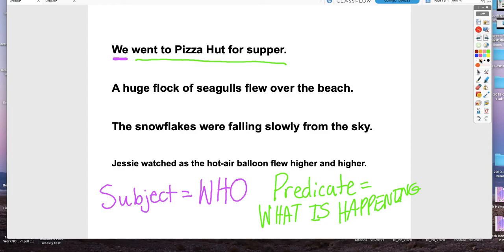A huge flock of. Yes, all of that is the subject. A huge flock of seagulls. All of that is the subject. The predicate then would be what? Oh, Alina, I'm calling on you even though you're at home. Alina, can you tell me what the predicate is in our sentence? A huge flock of seagulls flew over the beach.